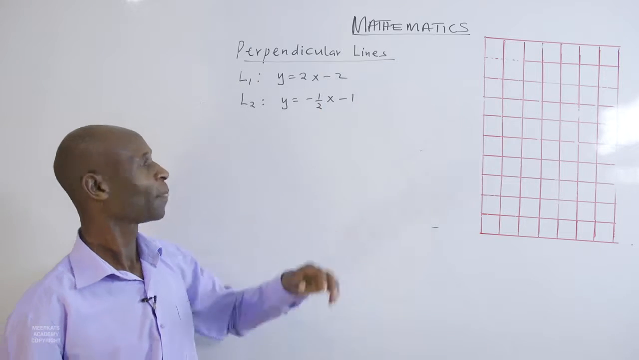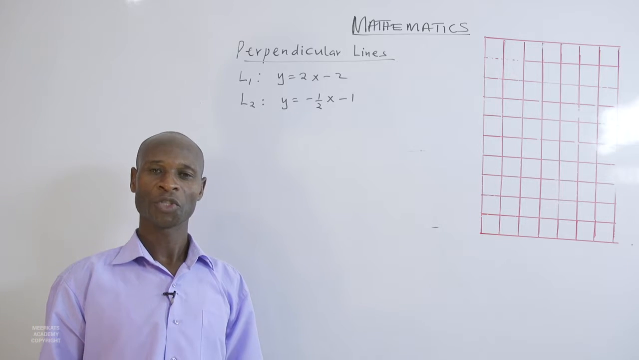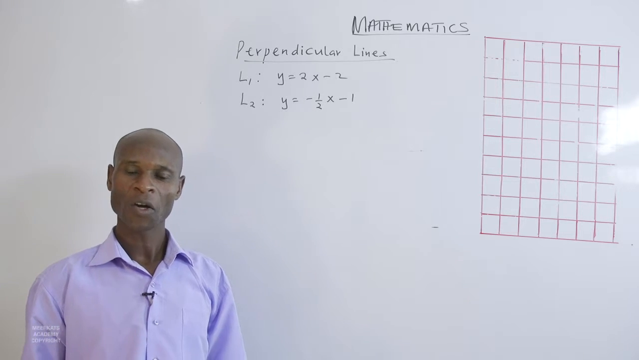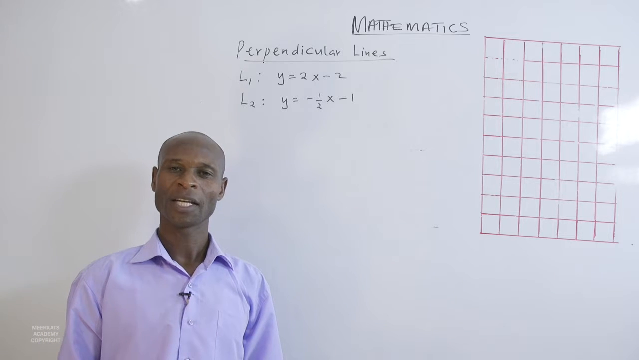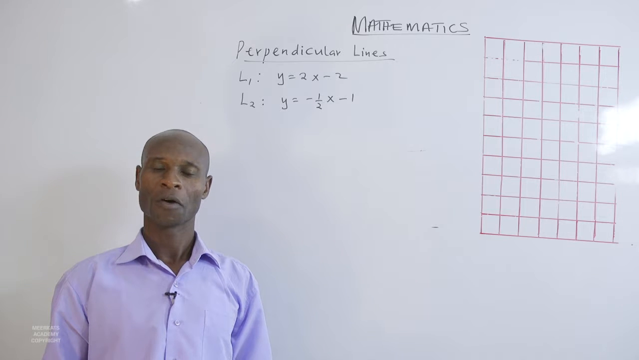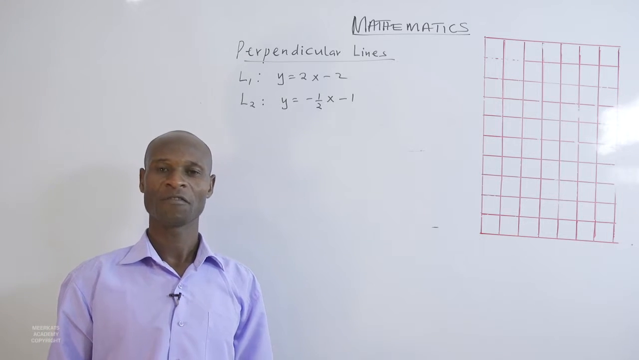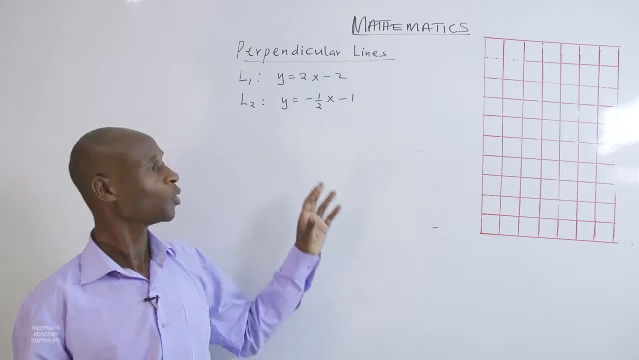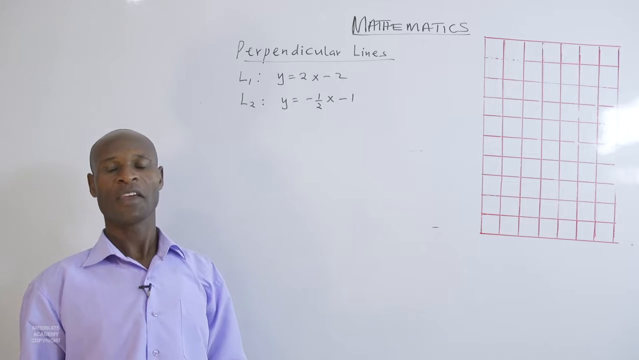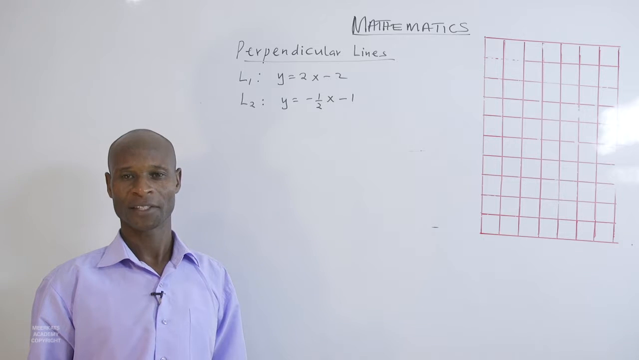In this particular lesson, we shall first of all establish the relationship between the gradients of perpendicular lines. Then secondly, we shall use that relationship, or the rule, to find the equation of a line which is perpendicular to another given line and passing through a specific point. So let us first of all establish the relationship between the gradients of perpendicular lines.